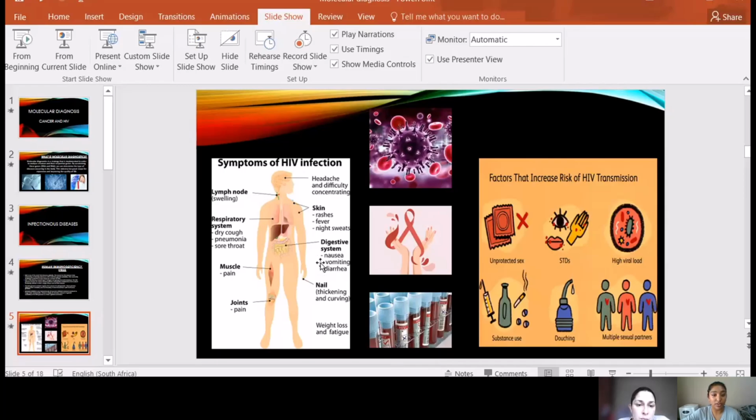These are some of the symptoms of HIV infections. As you can see, swelling, they have problems in their digestive system, they have weight loss and fatigue, and it slowly deteriorates them as the years go by if people do not take care of themselves.